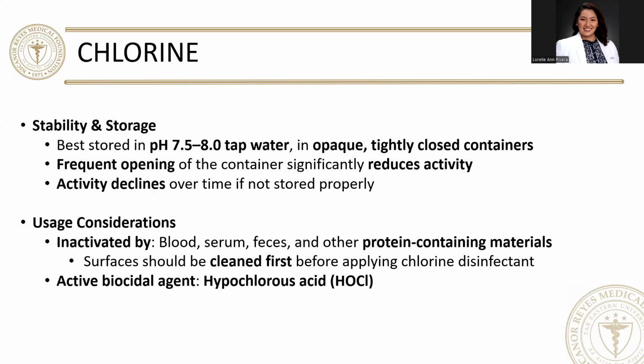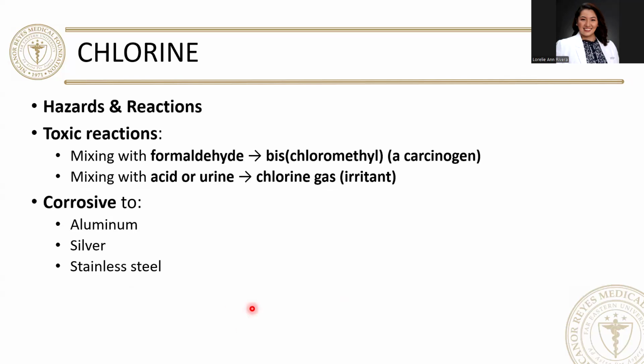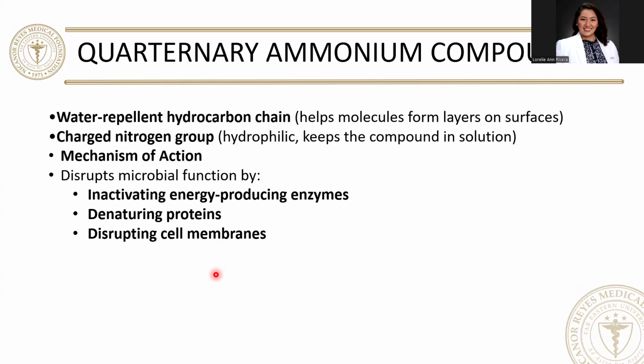And the active biocidal agent of chlorine is hypochlorous acid. If it is mixed with formaldehyde, it will form bis-chloromethyl ether, which is considered a carcinogen. And if you mix it with an acid or urine, it will form chlorine gas, which can be an irritant. And they are said to be corrosive to aluminum, silver, and stainless steel.